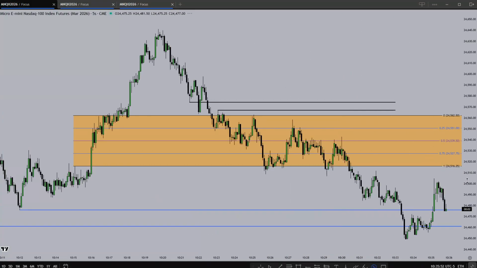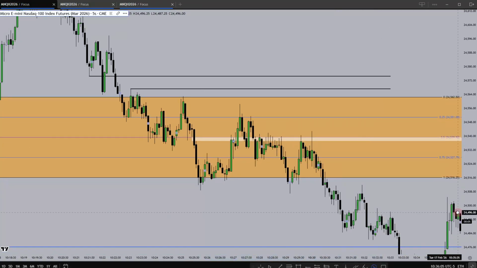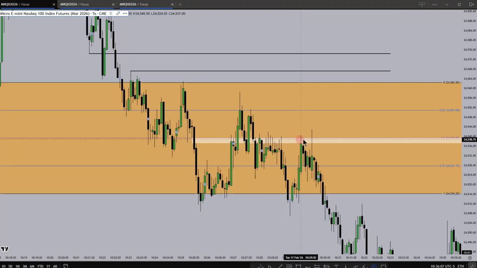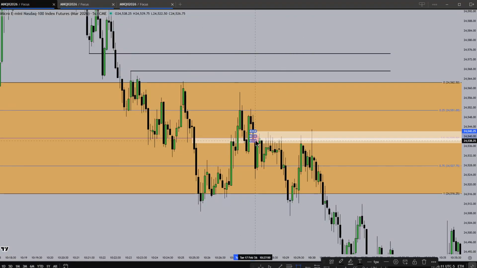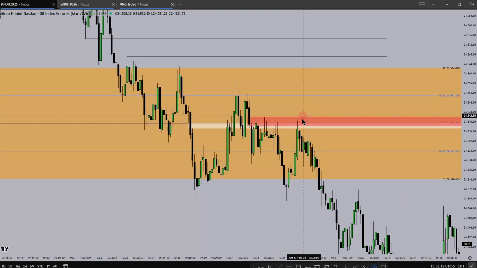So on a 5 second, that looked like this. Right? You can see PD arrays created at consequent encroachment. So there's a small fair value gap in there, which I'll mark out because it will be a reference point. Notice how we use it all in here. And then this fair value gap. Notice how we use that once we're beneath it, coming back up into it. That's the short-term premium at consequent encroachment.